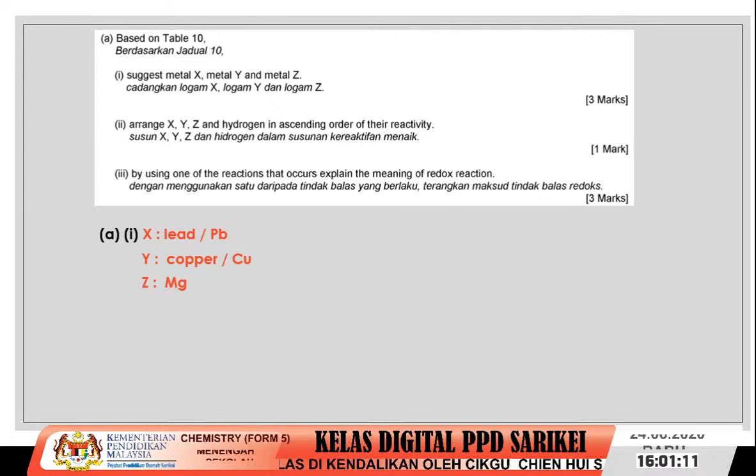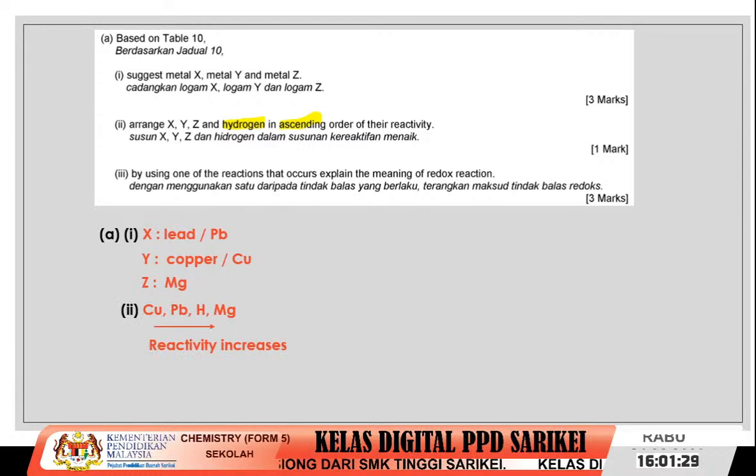Question B. Arrange metal X, Y, Z and hydrogen. So we need to include hydrogen in this reactivity series in ascending order. So from the least reactive to the most reactive. So you start with copper because copper is the least reactive metal among these three, followed by lead, hydrogen and magnesium, and the reactivity increases from copper to magnesium.